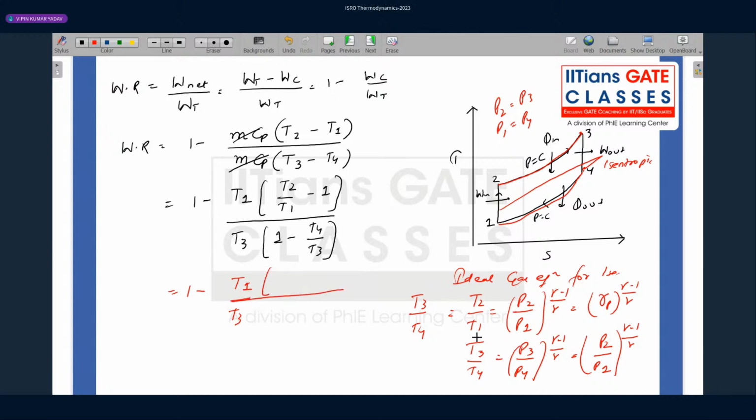So T2 by T1 is what? RP^((gamma-1)/gamma)... And this is 1 minus 1 upon RP^((gamma-1)/gamma). Okay. So now I can simplify it a little bit. Can I simplify it?